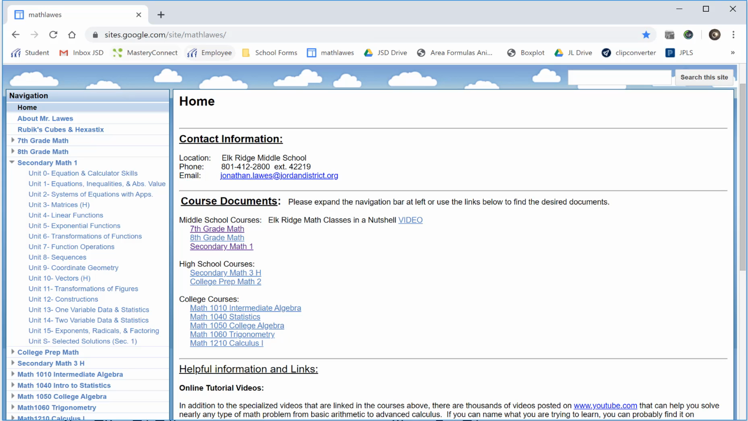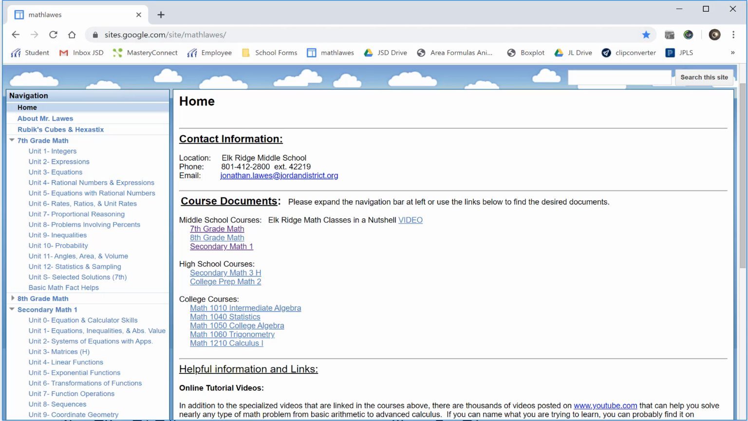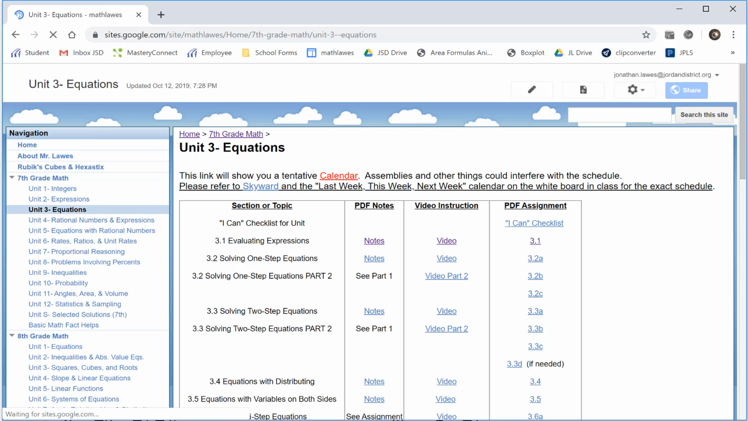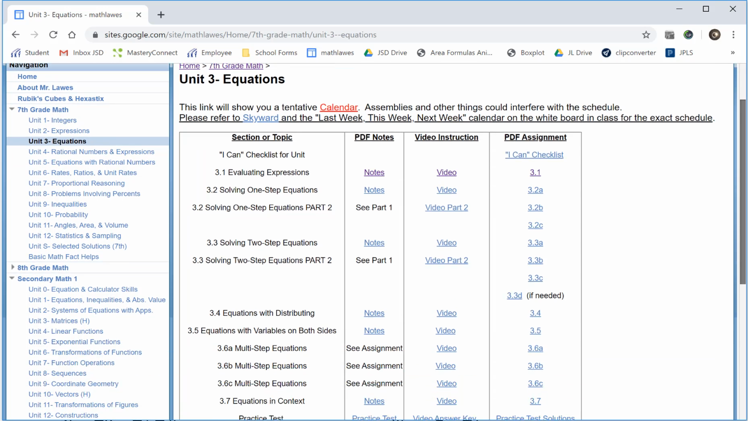I do want to show you that if you did need a full explanation of each one of these, if you were to go to this website, you can get there by tinyurl.com/mathlaws. This is the long address right here. And then if we were to click on 7th grade, you'll notice that right over here, under 7th grade Unit 3, that's all this stuff on equations. So if I were to click on that, we would have all of the different videos and explanations that we went over in the entire unit.